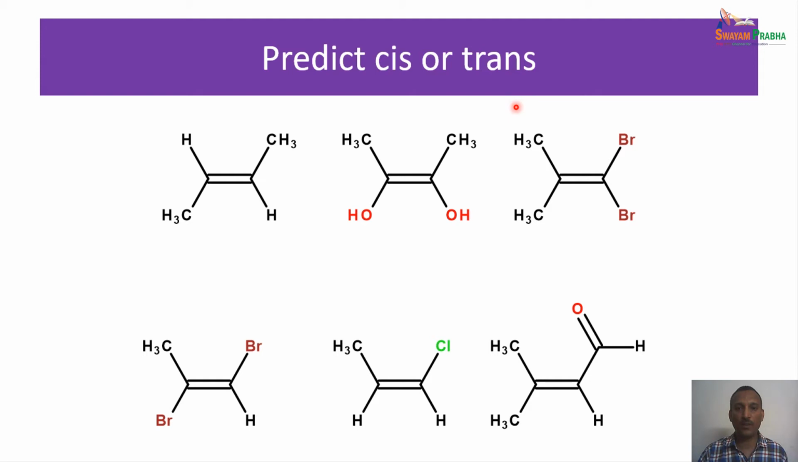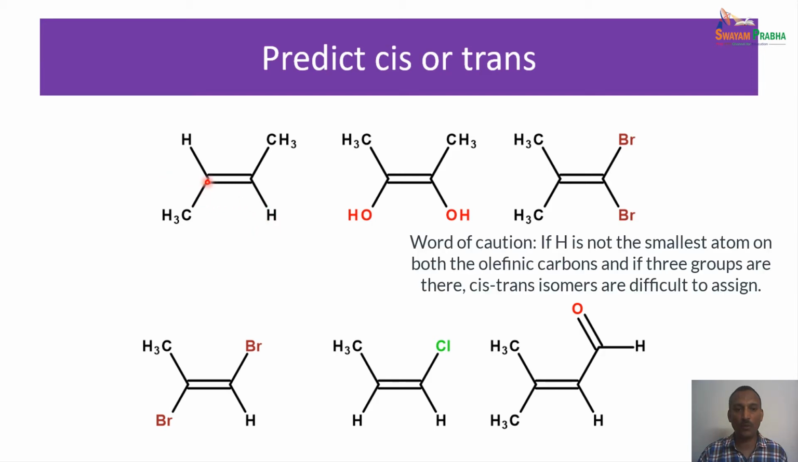Now let us predict whether some of the compounds shown here belong to the cis or trans isomer. In this particular case we have hydrogen and hydrogen. We always have to have some reference atoms or groups, based on which we say the groups or atoms are on the same side or on the opposite side. So we have to cut the molecule across the double bond like this. When we cut across the double bond, the hydrogen is on the top left and this hydrogen is on the bottom right. So they are on opposite sides.